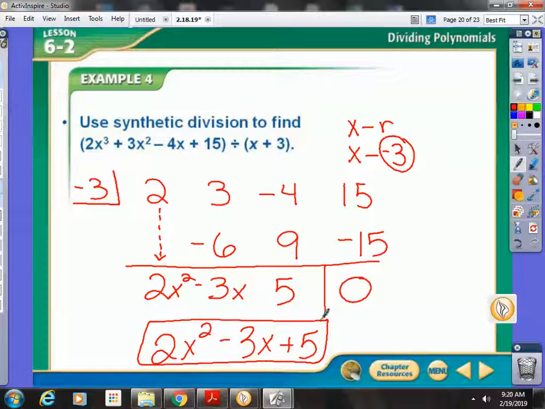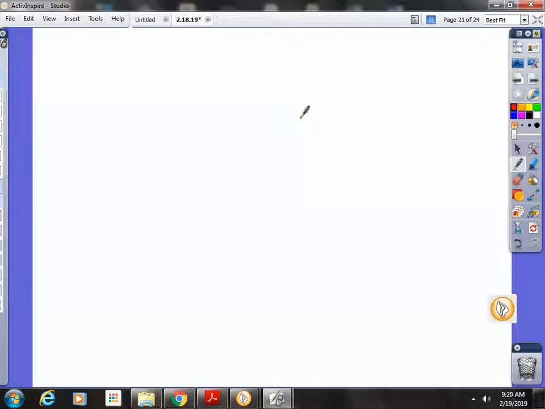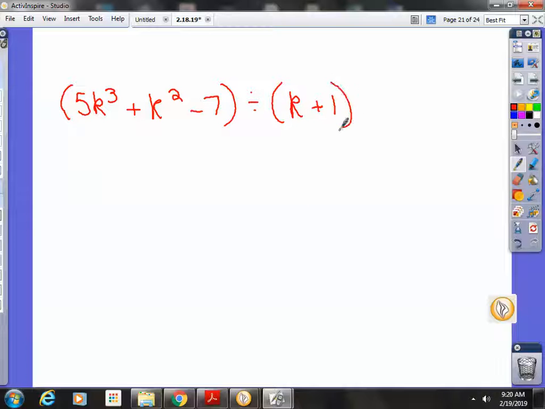I'd like to look at one where we have a missing term, maybe even a remainder if I can find one here. Let's try this one. I think we may have done this one yesterday, but that's okay. K cubed plus k squared minus 7. We're dividing this by k plus 1.